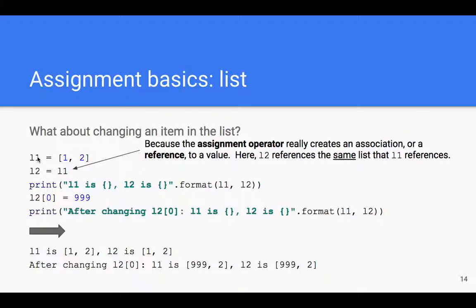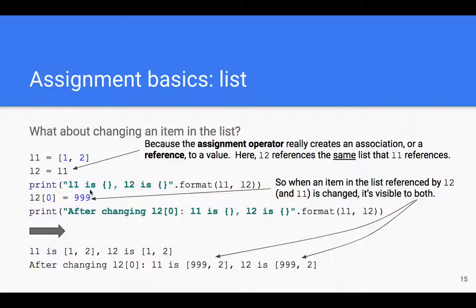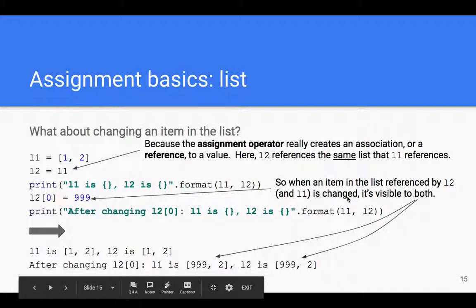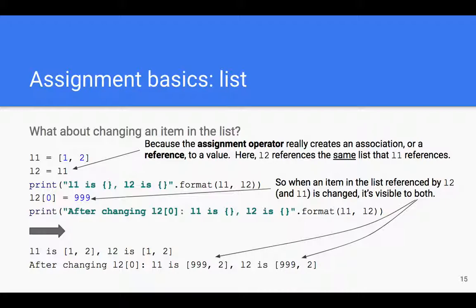Okay, so that's what happened. L1 and L2 are really pointing or referencing the same list. Which is why when we change an element in the list referenced by L2, because L1 referenced the same list, we see that change through L1 as well as L2. Okay, hopefully that makes some sense. And if not, try to go through this slide again, listen to what I said again, and or post questions in the discussion forum.